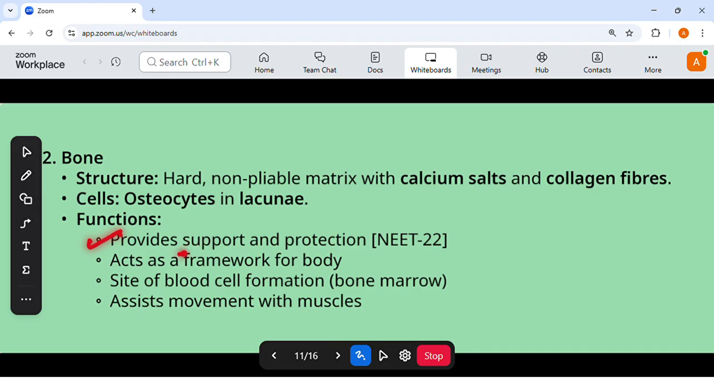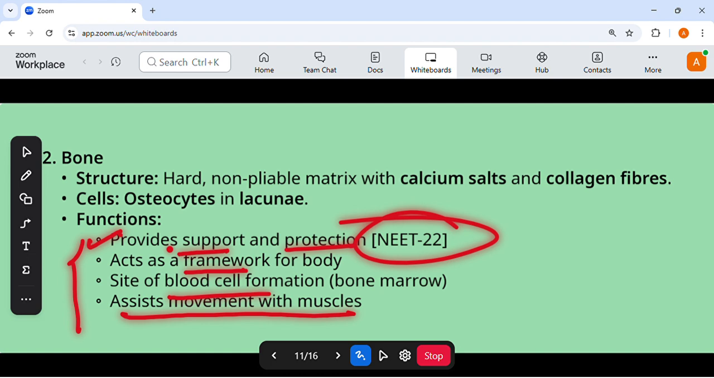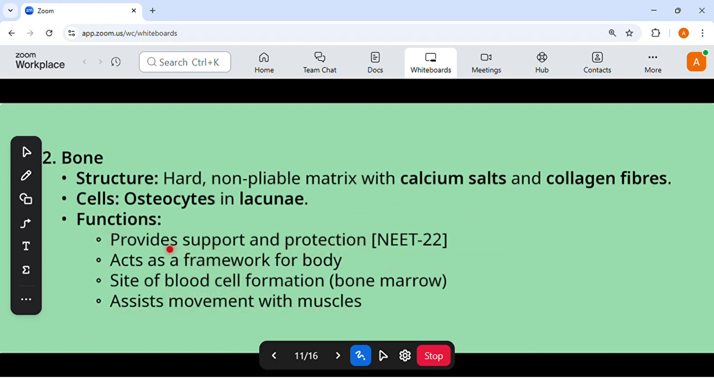The functions are providing support, protection, acting as a framework for the body, site for blood cell formation in red bone marrow, and it assists movement with muscle. So these are the functions of bone. Very important. Questions have already been asked in the exam from the functions part. Support and protection, framework, site for blood formation, and assisting movement with the muscles.